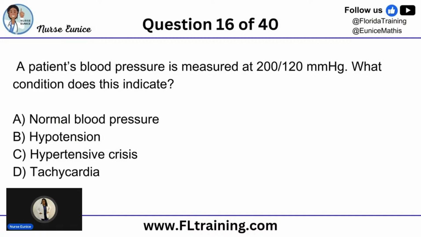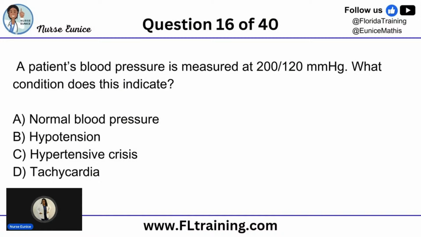Question number 16. A patient's blood pressure is measured at 200 over 120. What condition does this indicate? And I should have drilled this in your head by now. Is it a normal blood pressure, hypotension, hypertensive crisis, or tachycardia? 200 over 120.